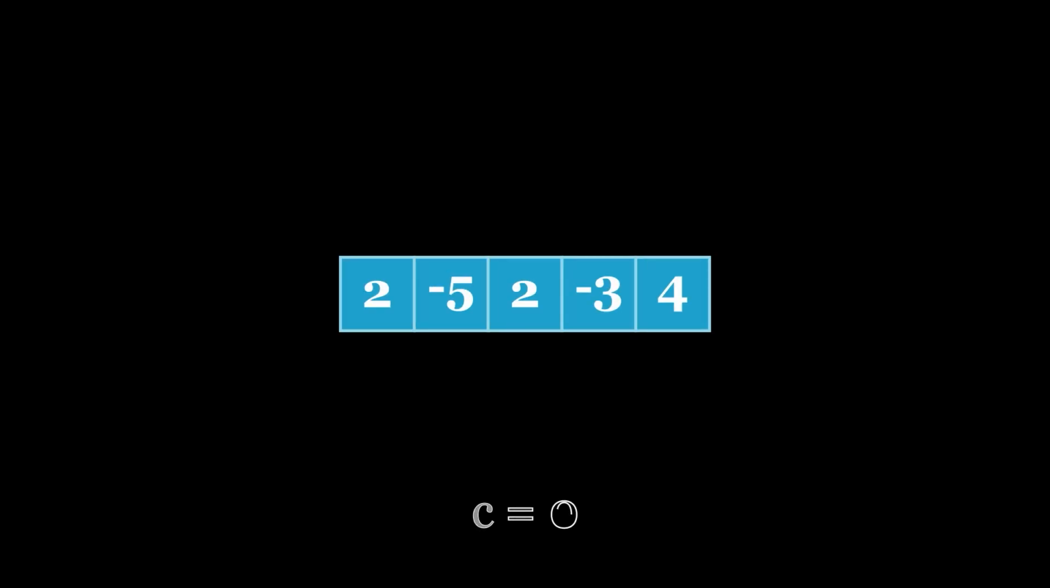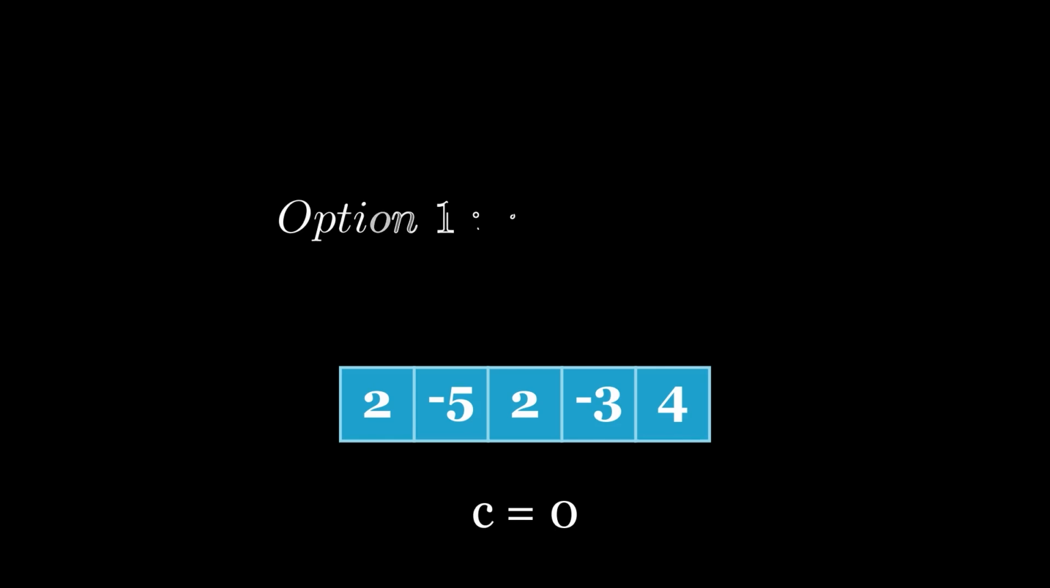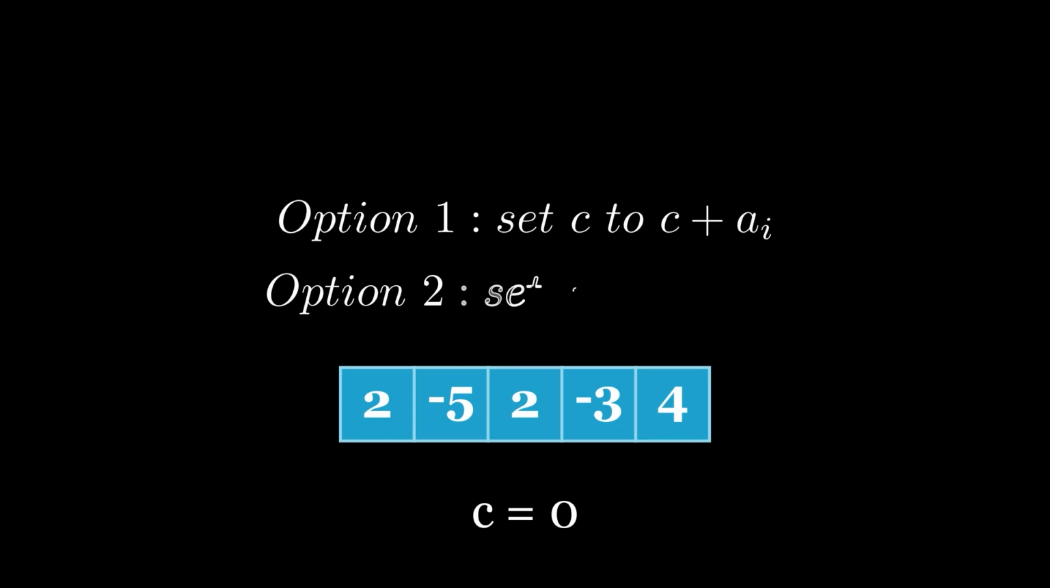In problem C, we're given an array of size n, and the variable c that's initially 0. We go through every index of the array in order and choose one of two operations. We either set c equal to c plus a_i, or we set c equal to the absolute value of c plus a_i.